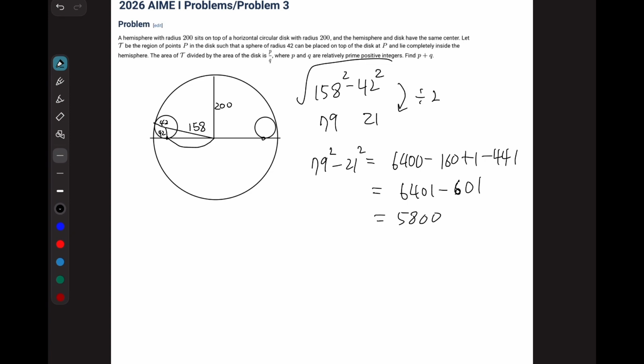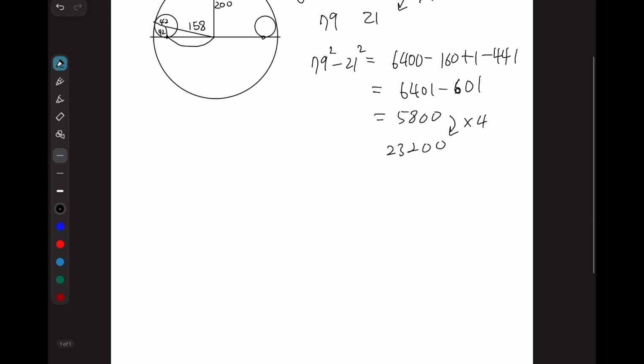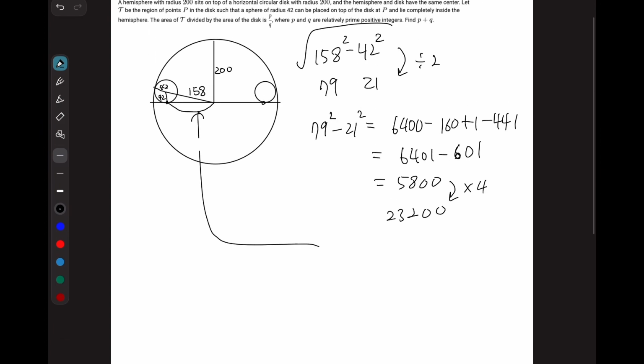Now we have to multiply by 4, since it's a square and 2 squared is 4, so 23200. So this length over here, this radius, is equal to the square root of 23200, and that is equal to 20 square root of 58.